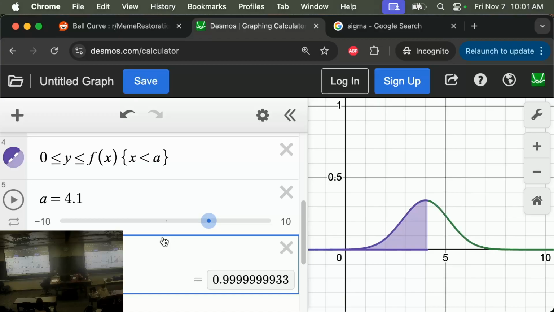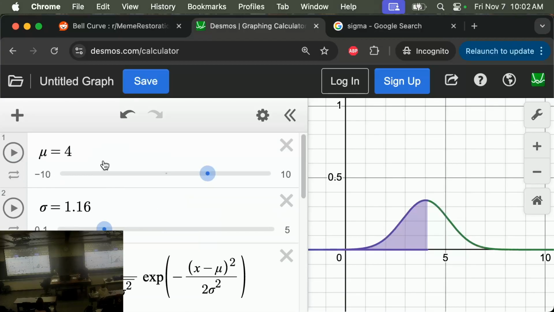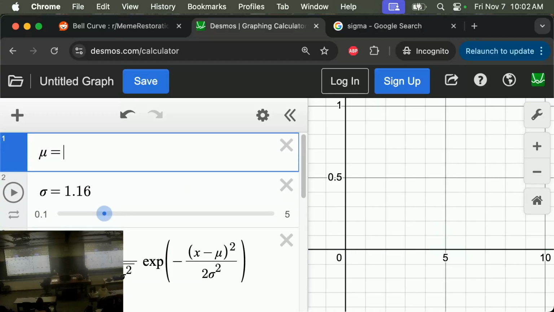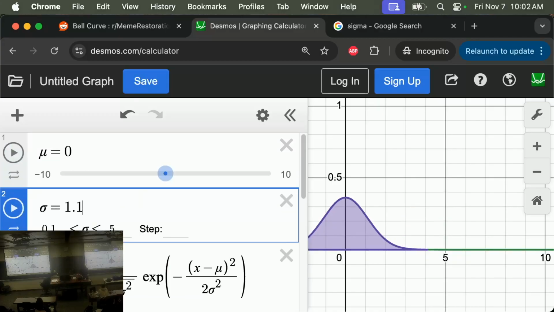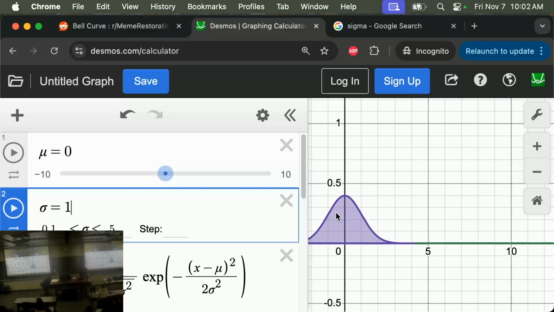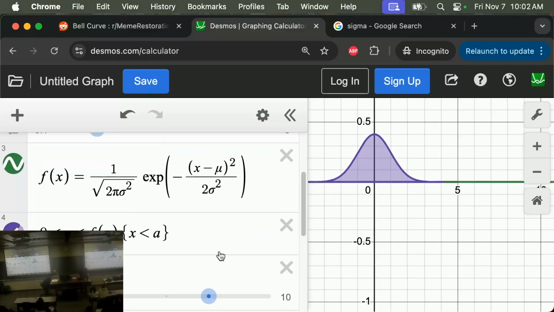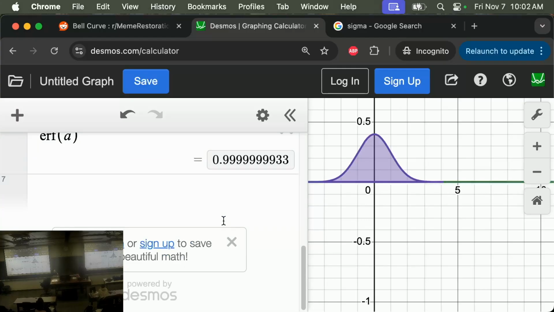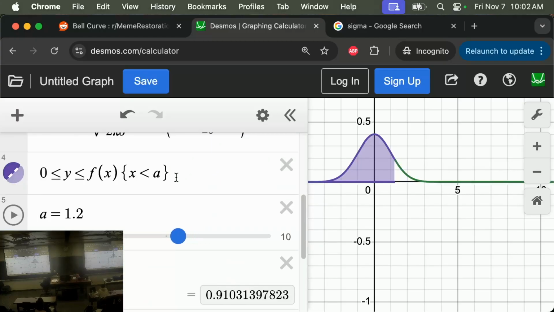We'll give you the error function. I guess I have to subtract mu. Let's make mu 0, 1, and 0 here. 0 and 1. And then the area really will be this erf. So that area in purple right now is 0.999. If I slide it back to here, I have to add a half or something.